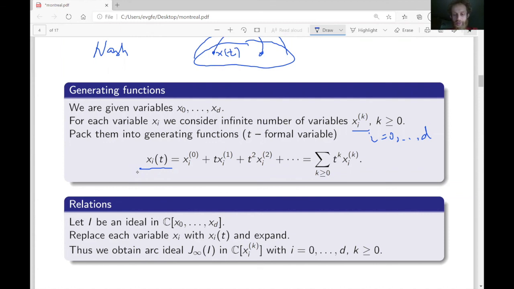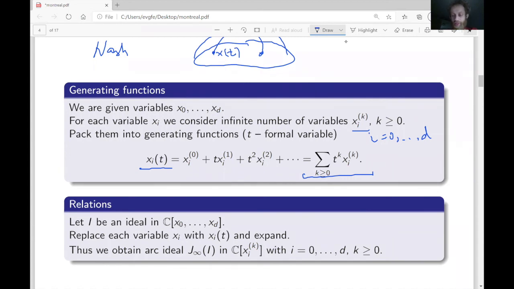So these are series. Well, you just start with the xi 0, plus t times xi1, plus t squared xi2, plus so on. So this is an infinite series. And you can see that the lower index is fixed and the upper index runs from 0 to infinity. And then you have this infinite expression given here. So okay, these are our variables.